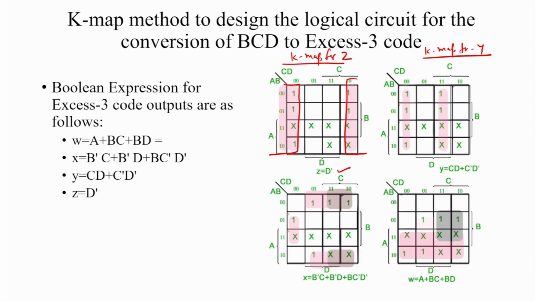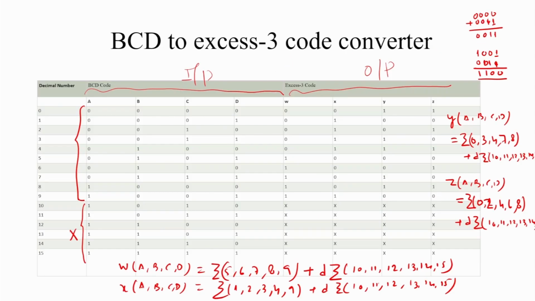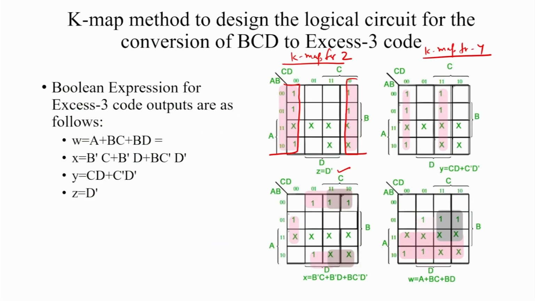Similarly, we find the K-map for output Y. Y is 1 in the input combinations 0, 3, 4, 7 and 8, and the rest, 10 to 15, are don't care. Here we simply put all those values: 0 is here, 3 is here, 4 is here, 7 is here, and 8 is here, and the rest are 0.